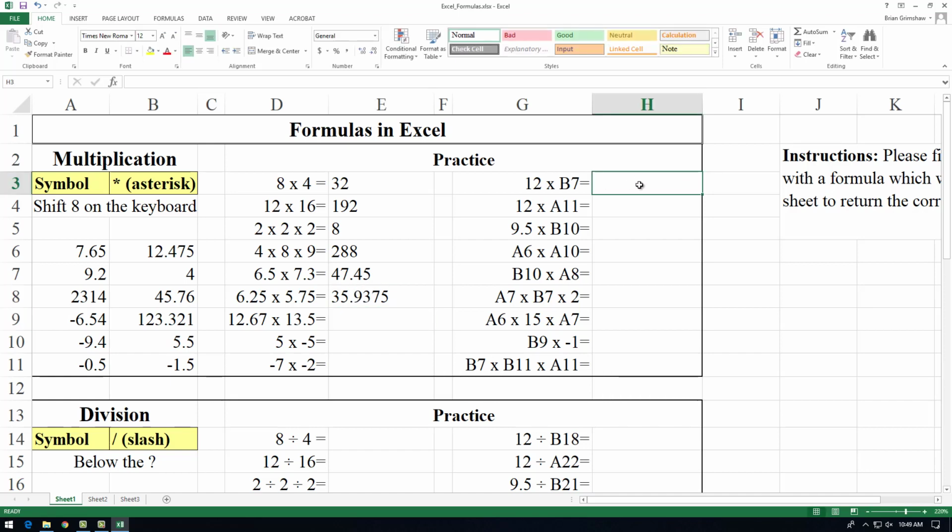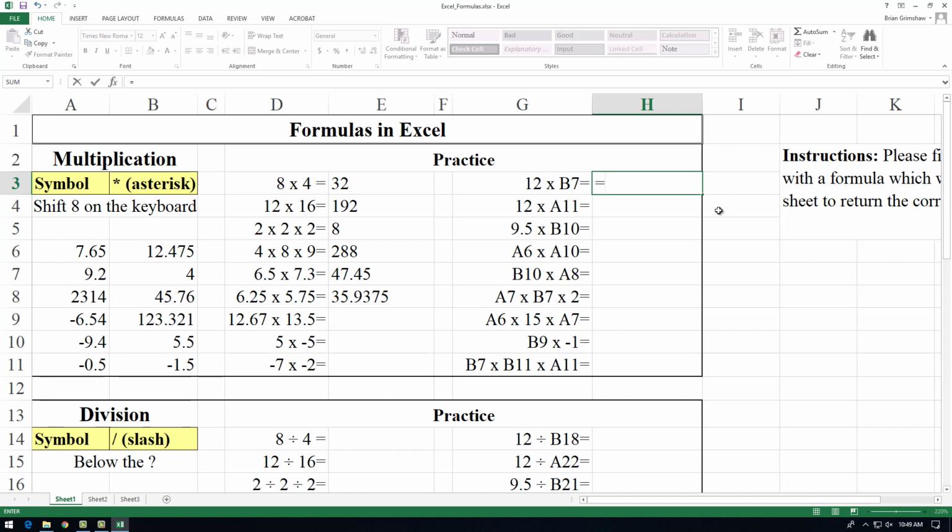This one right here for column H, in cell H3, we want the answer to 12 times B7. Okay, what is that B7 mumbo jumbo right there? That is a cell address or a cell name. If you look over in B7, what happens to be in B7? 4. But do we have to actually go get the number? Would we type 12 times 4, or what do we type? Can we make the computer go get that number? Yes, we can.